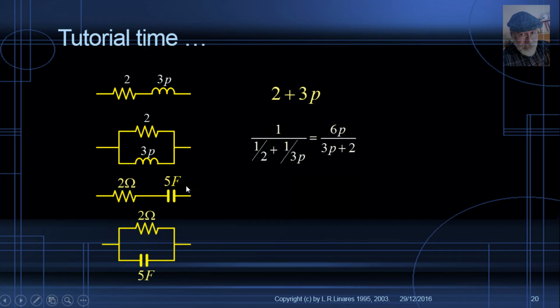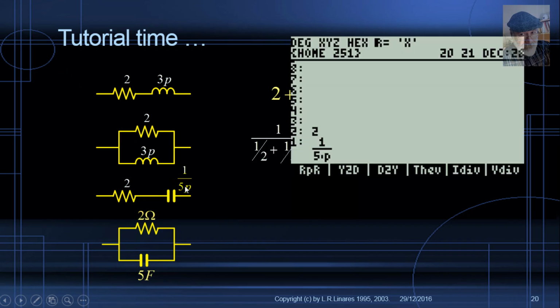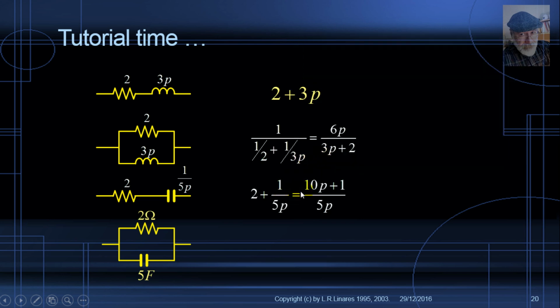The impedance of this third branch, well, we obtain that by first replacing them by their impedances. 2 is 2, and 5 farads is 1 over 5P. With the calculator, 2 and 1 over 5P. Add them together, eval to simplify. That is the impedance: 10P plus 1 over 5P. Check it out.